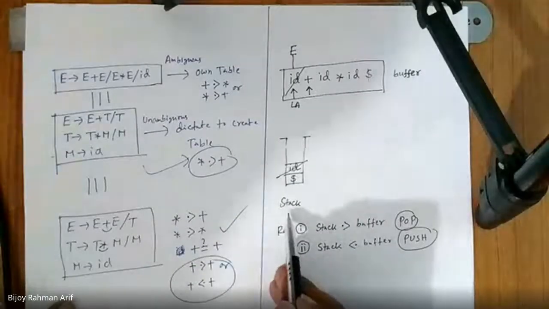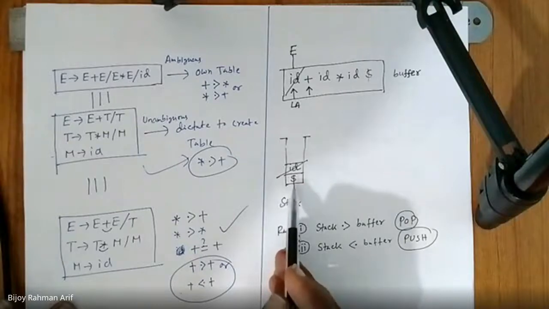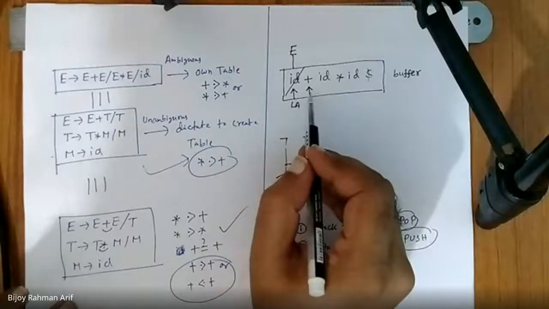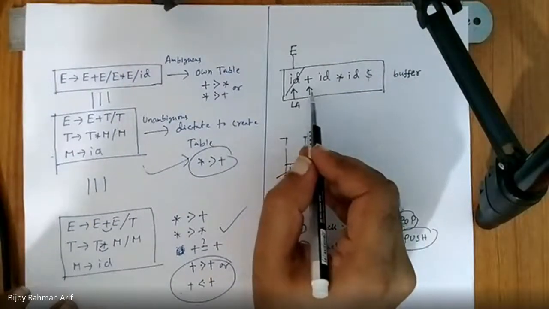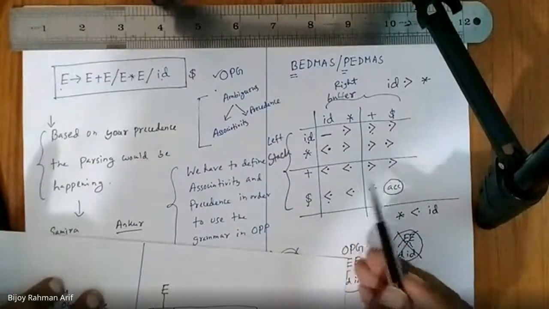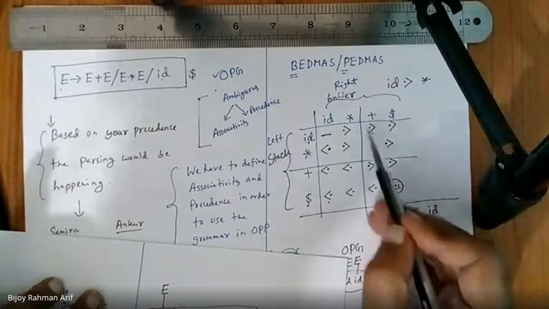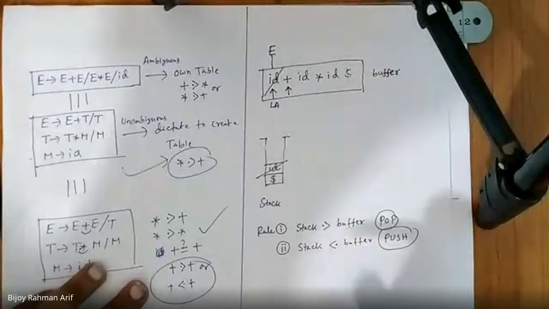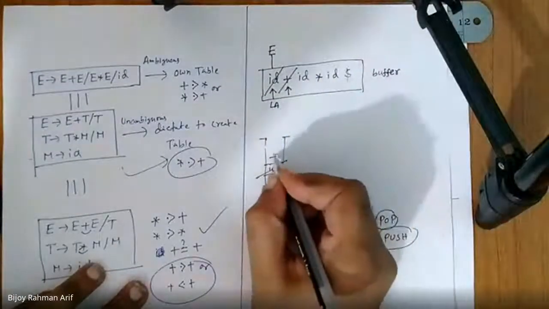What is the topmost entry in the stack now? Dollar. What is the current look ahead in the buffer? Plus. So stack is dollar and buffer is plus. Which one is bigger? Plus. So stack is smaller than buffer, and we push. So push plus.